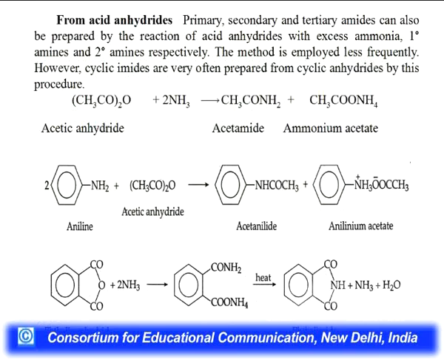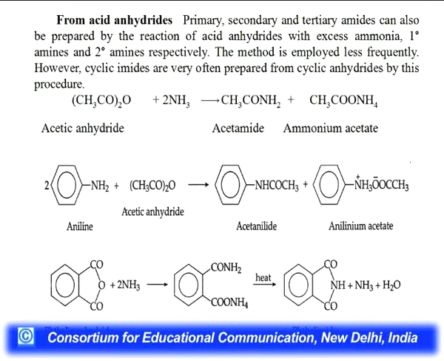From acid anhydride, primary, secondary, and tertiary amides can also be prepared by reaction of acid anhydride with excess ammonia, primary, and secondary amines respectively. This method is less frequently used. So, cyclic amides are often prepared from cyclic anhydride by this procedure.